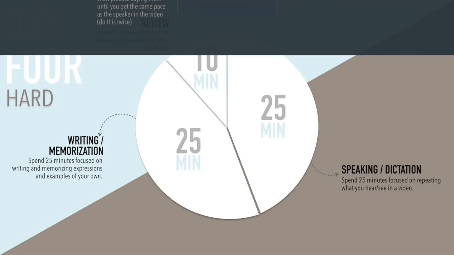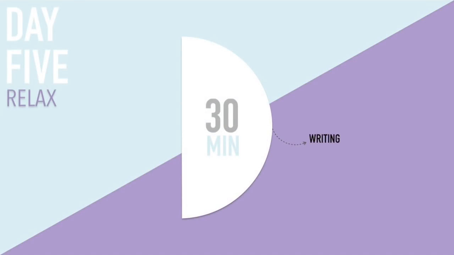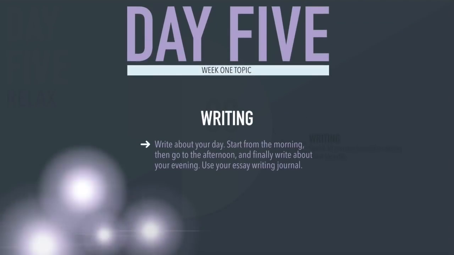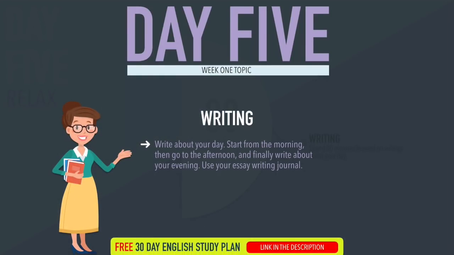Now we're going to move on to day number 5. Now, day number 5 is the relaxed day. It doesn't mean not study at all, but it gives your brain a chance to relax. And this is the writing day. Now, don't worry, it's writing for a good reason. So for this one, you're going to write about your day. Start from the morning, then go to the afternoon, and finally write about your evening.